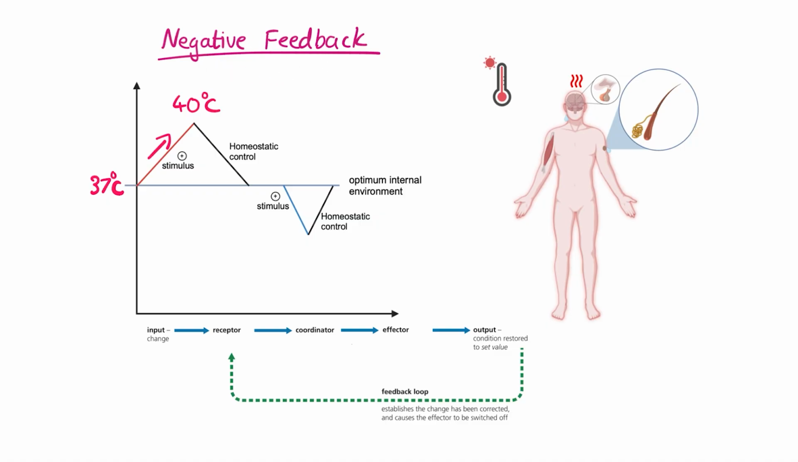This system is going to be the main way that our body maintains homeostasis, negative feedback. If something increases, it will have a response that will make it decrease again. And if something decreases, it will have a response that will make it increase again, keeping the value around a normal baseline.